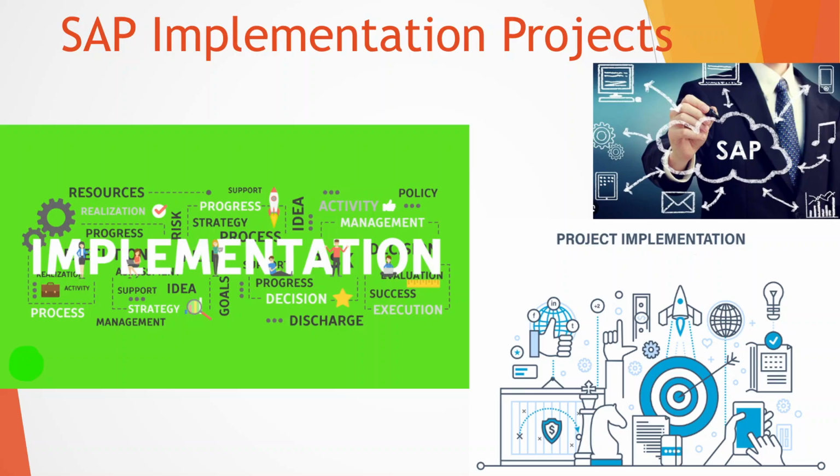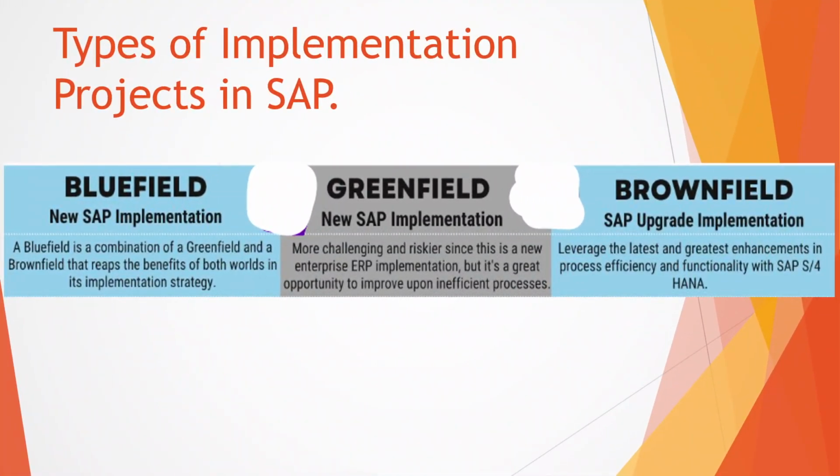Okay, let's move further. At a very high level, we should know how many types of implementation projects we can have in general. We can have blue field, green field, and brown field as well. We will talk very briefly about these things. We will not be going into detail because that is not the scope of this particular topic on which we are creating this video.